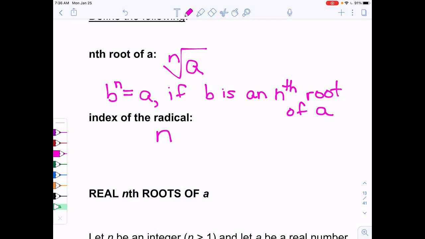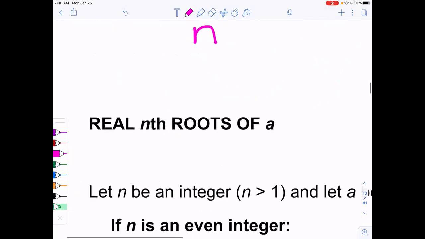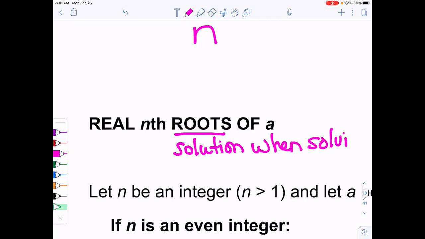All right, so here's where it gets a little weird. It says the real nth roots of a number. This is like a double meaning word right here. So a root is when you take the square root of something or the cube root of something or the fourth root of something. But a root is also a solution when you're solving for x. So it's like a word with a double meaning. So a root is the same thing as also a solution when solving for x.